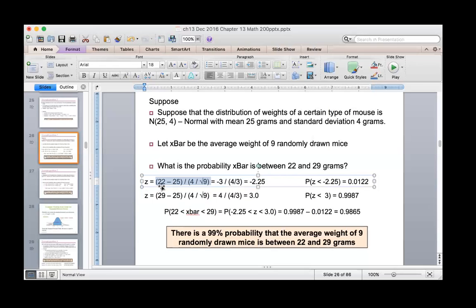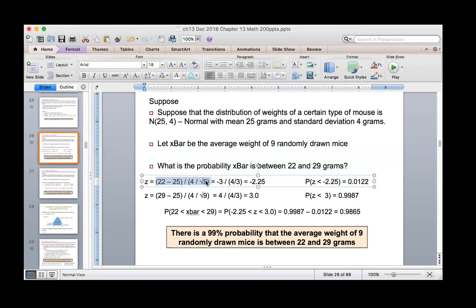So take your calculator, and we'll do this particular one. Okay. Say 22 minus 25. Do you have to do the parentheses? Nope. And hit enter. Then hit divide for this symbol here. Then hit parentheses. Then hit 4. Then hit divide. Then hit second square root, or the square root sign.